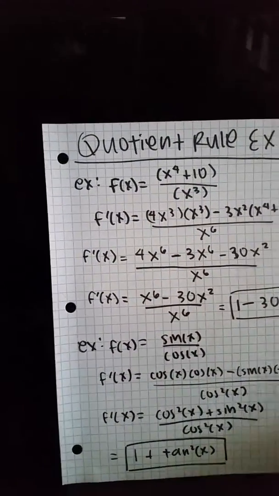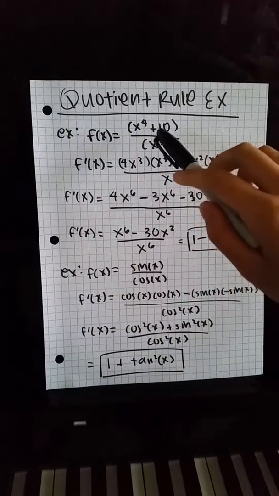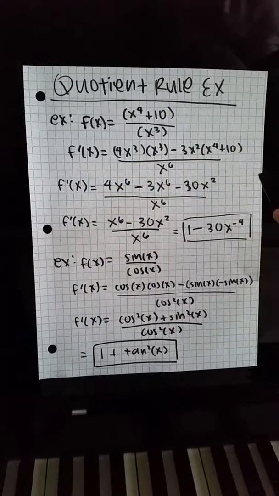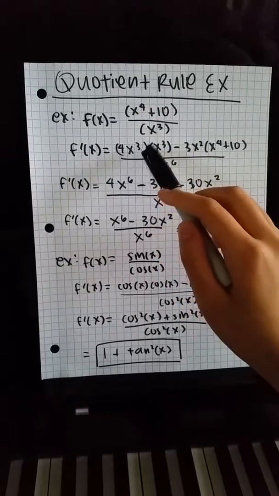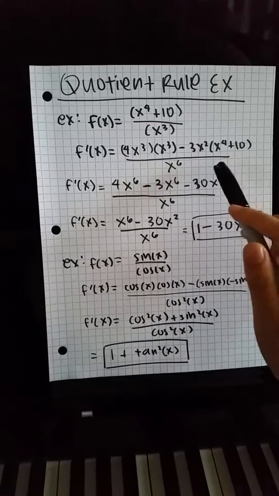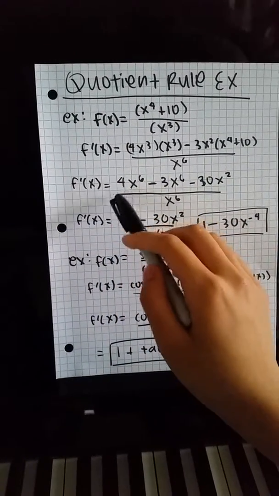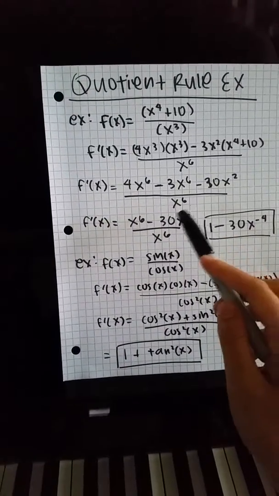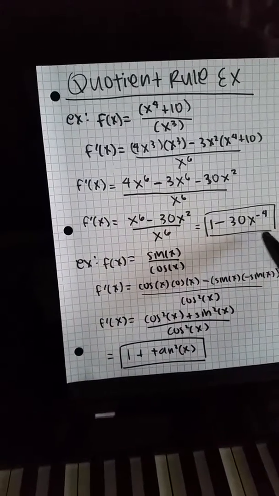And so on to examples of the quotient rule. If we have f of x equals x to the 4th plus 10 all over x to the 3rd, using the quotient rule, we would get 4 times x to the 3rd times x to the 3rd minus 3x squared times x to the 4th plus 10, all over x to the 6th. And simplifying that, we get 4x to the 6th minus 3x to the 6th minus 30x squared, all over x to the 6th. And simplifying, we get 1 minus 30x to the negative 4th.